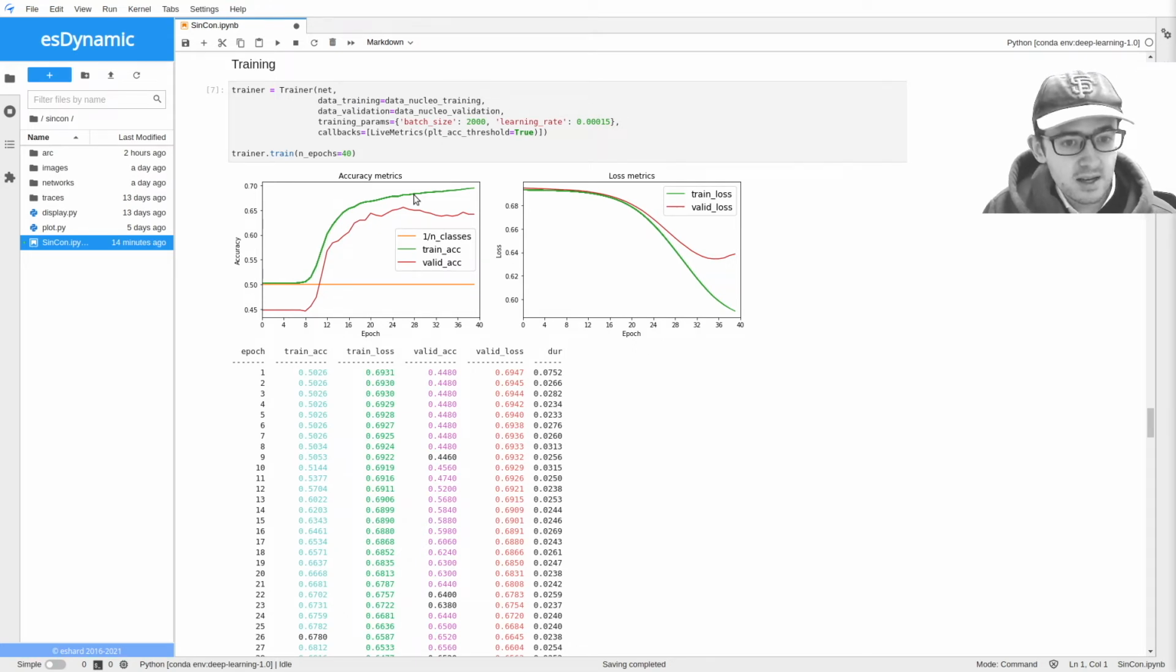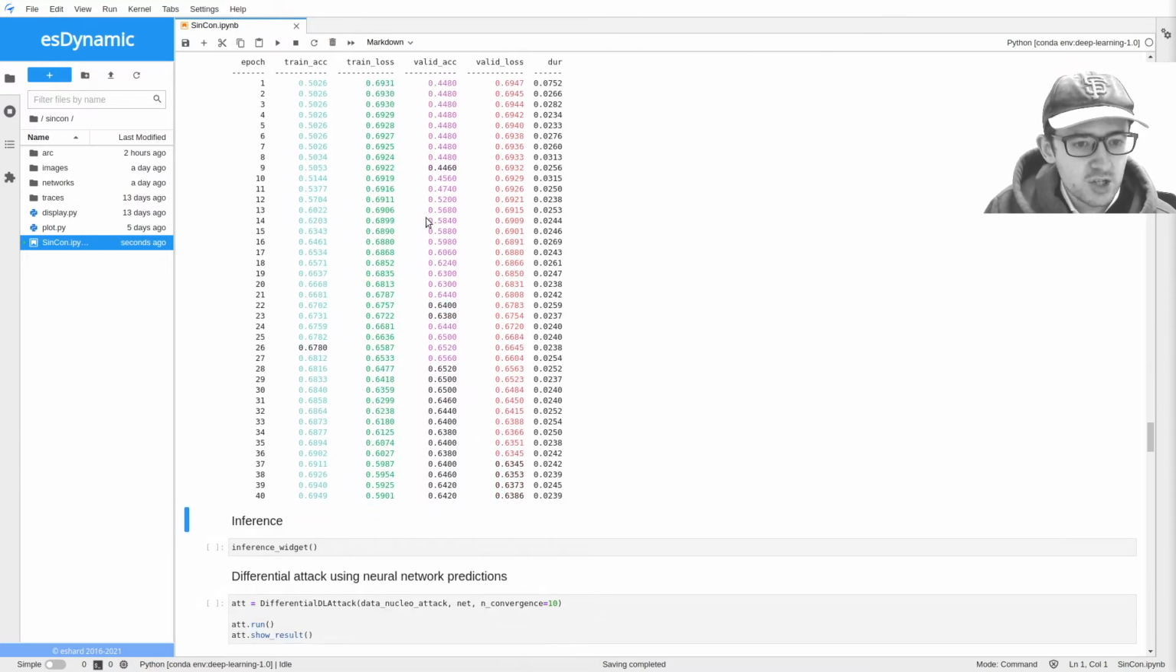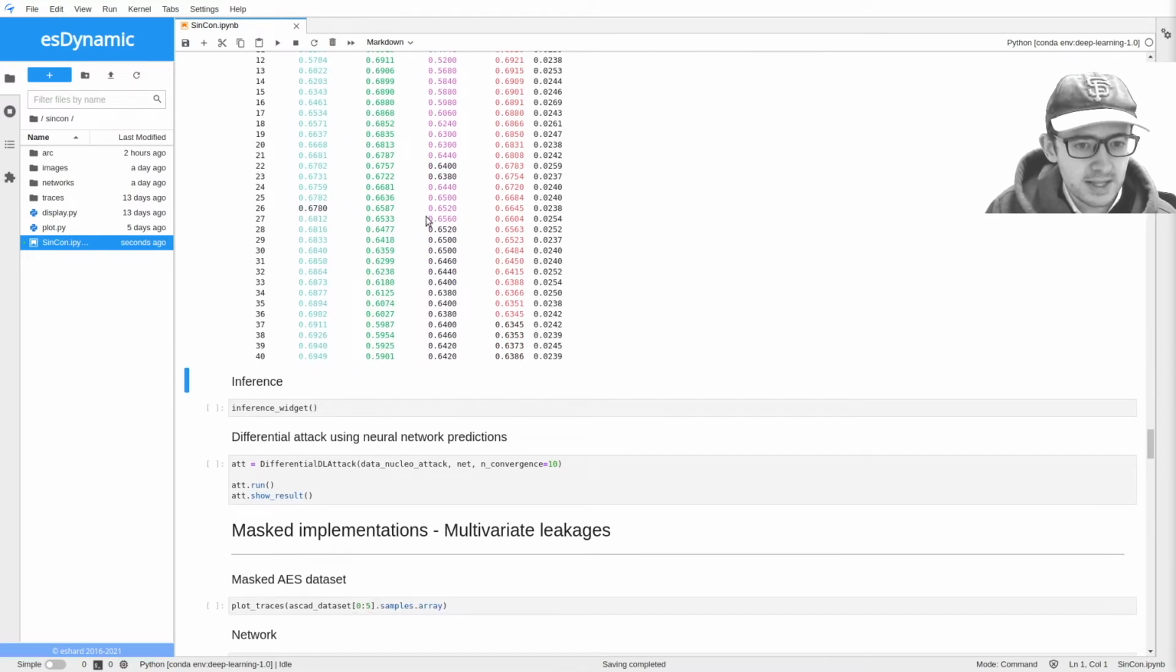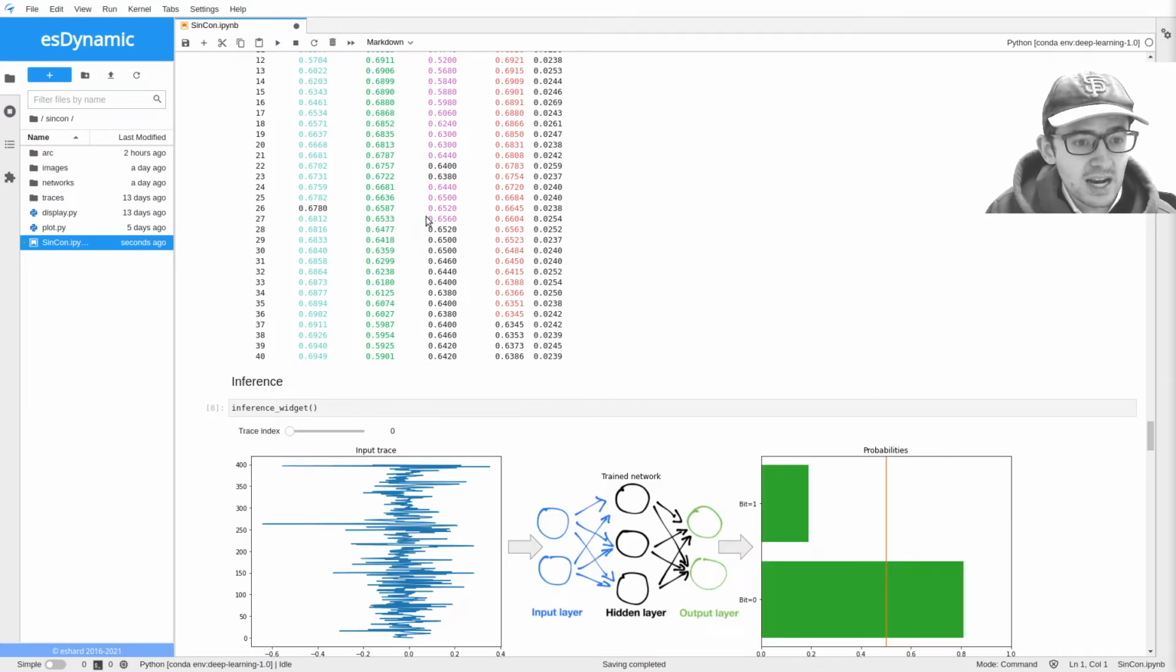At the end of the training, the accuracy reaches a level of around 65%, meaning that the network is able to properly classify 65% of the traces, which is already better than a random guess. And so once the network is trained using a labeled dataset, we can use the network to predict the value of the secret information from traces that we want to attack.